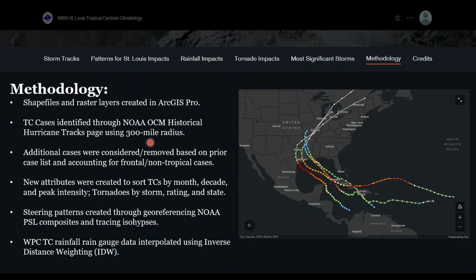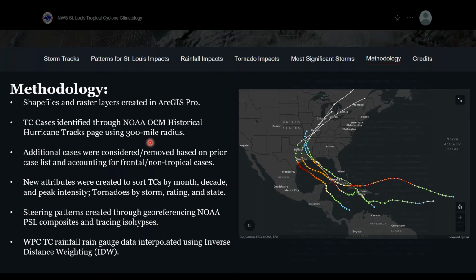And then for the WPC TC rainfall rain gauge data, I used inverse distance weighting interpolation to create those more smoothed maps that we were referencing earlier in the rainfall impact section. Basically, this was to provide more spatial consistency throughout the whole data set, given the fact that we only have PRISM data from 1980 to current day. So I just wanted to have a more consistent rainfall QPF map.